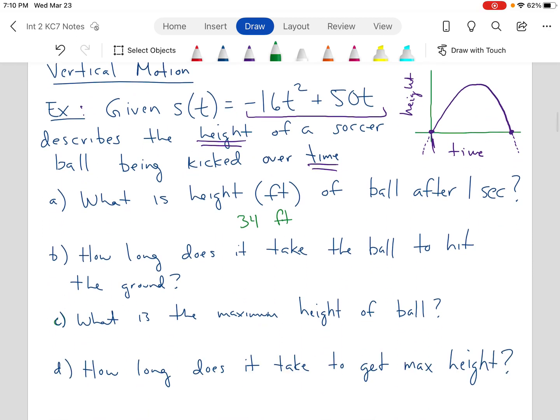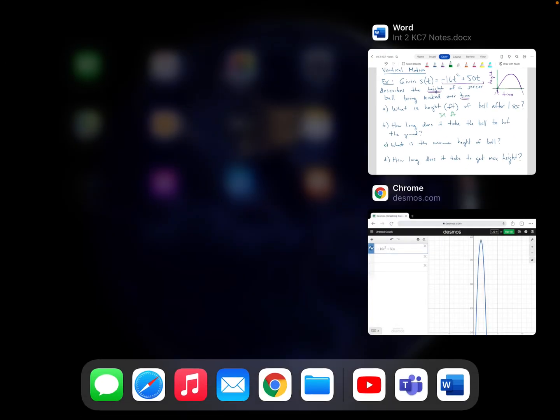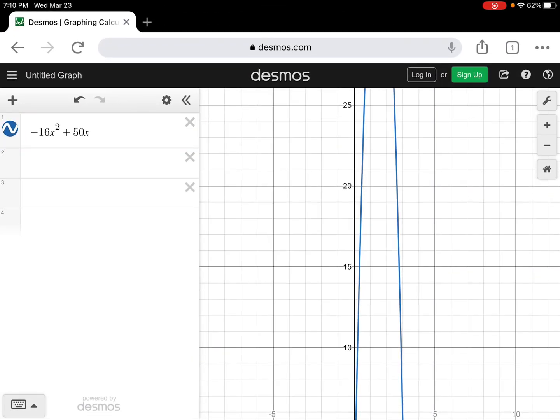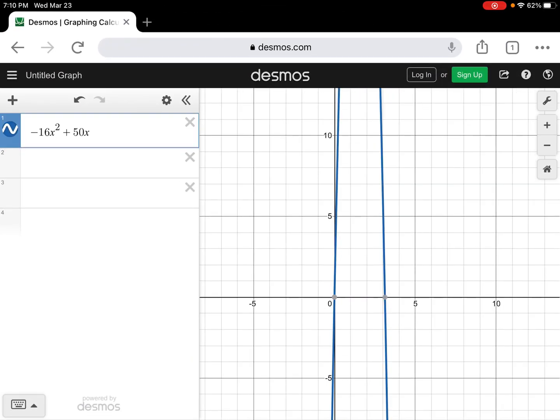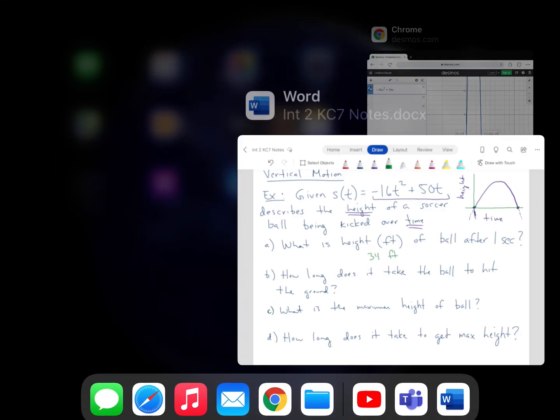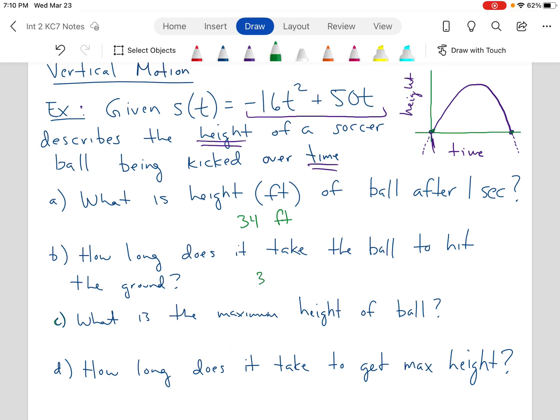It says, how long does it take the ball to hit the ground? So it starts at 0, and how long is my other x-intercept? Right, so again, my intercepts here were 0 and 3.125. So it took the ball 3.125 seconds to go back to the ground. 3.125 seconds is my answer.